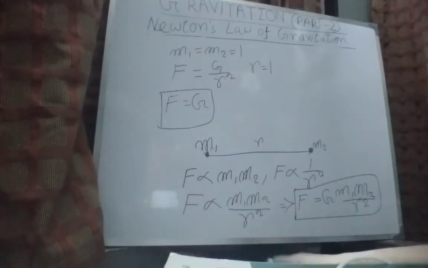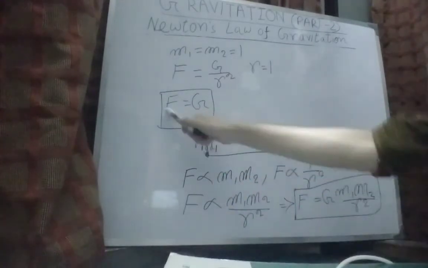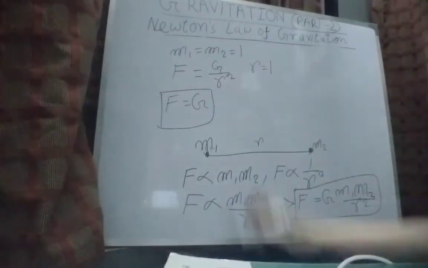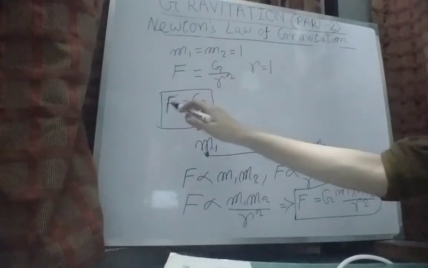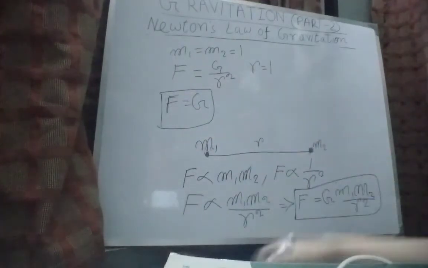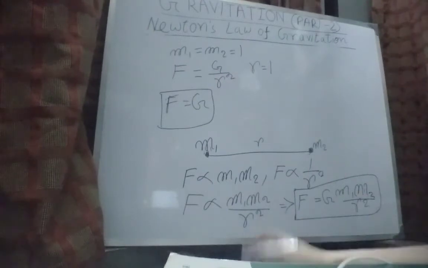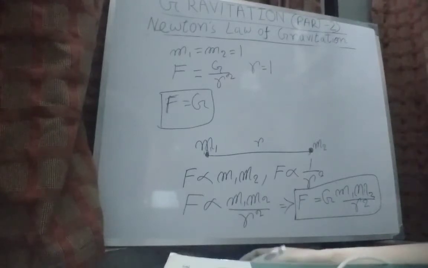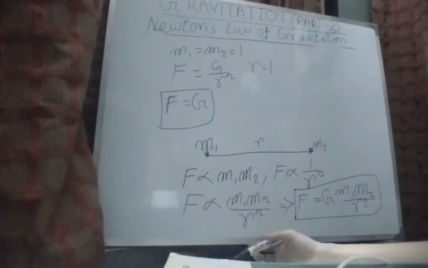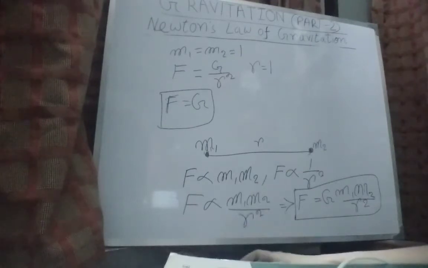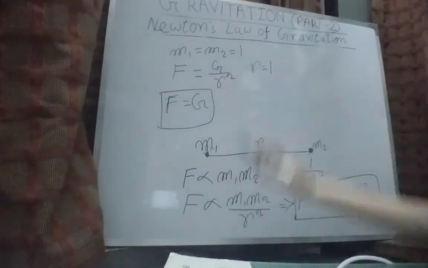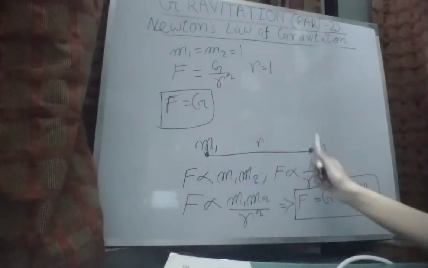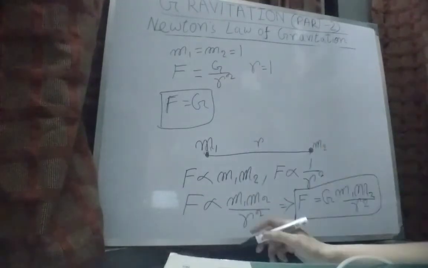So from this equation we can define G. Here we can see that F equals G, the force is equal to G. So we define G as the force by which unit masses situated apart by unit distance attract each other; this is called the gravitational constant. That is, when the masses are unit masses and their distance is also unit, then the attracting force between m1 and m2 will be equal to G.